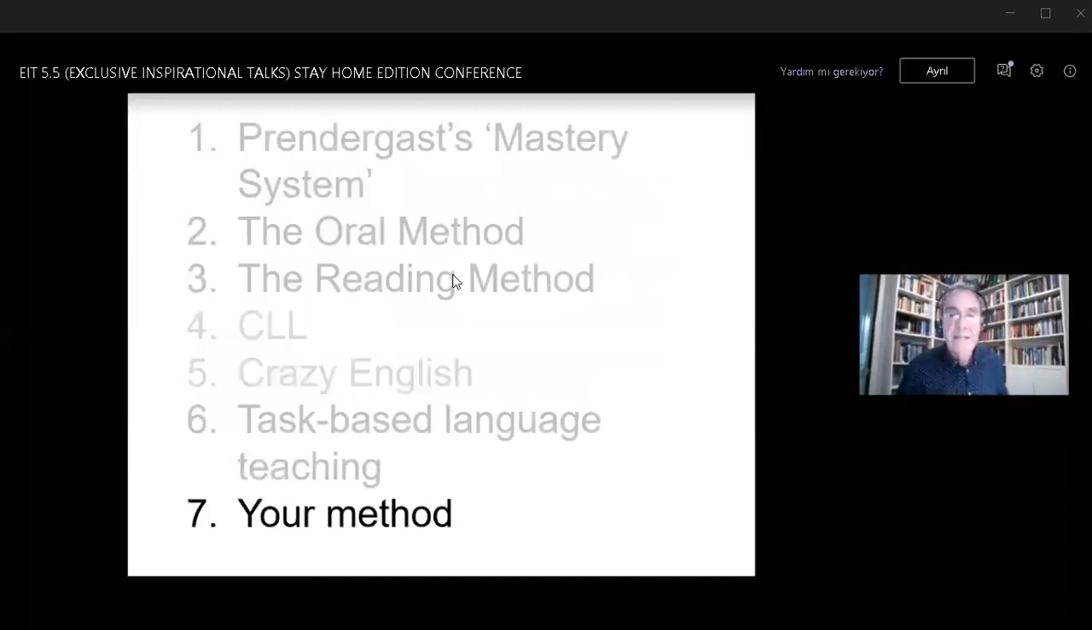Okay, what's the seventh method? The seventh method is your method, and this is the cheesy bit. Your method, because there's no one method that works. The best method is the method that you devise for your particular context, your particular students, and that is consistent with your particular beliefs and your experience. And what you will do possibly is use bits and pieces of these different methods to construct a method which you feel is plausible. Plausible. Yeah, I'll come back to that word in a minute.